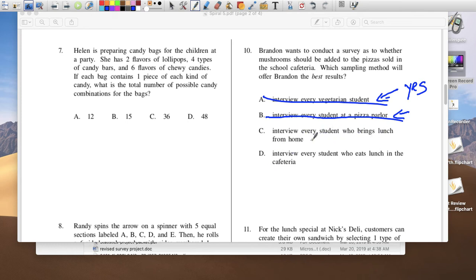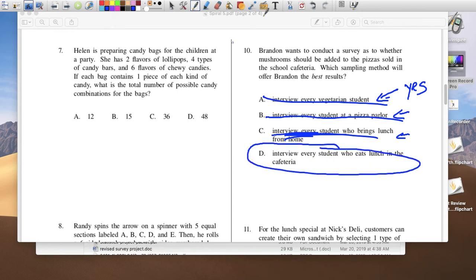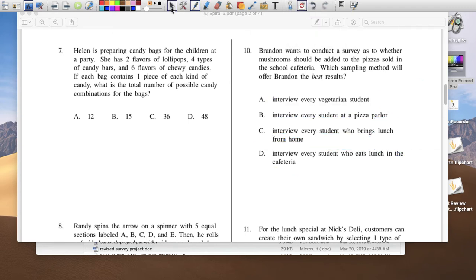Interview every student who brings lunch from home. Well, if you're bringing lunch from home, it probably means that you don't like fast food. You probably lean more toward home cooking. So again, that's biased, because these kids will probably say, no, I don't really want mushrooms, I eat lunch at home, I don't care. So not the group of people you want to ask. And the last one, interview every student who eats lunch at the cafeteria. That makes the most sense because they're the ones who are going to be eating the lunch anyway. That's the group of people you want to interview.